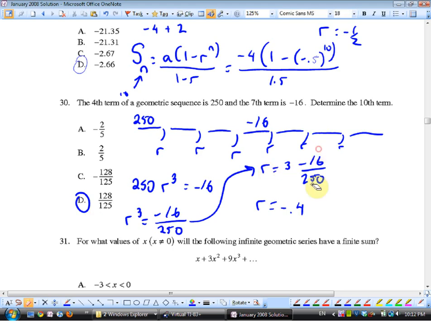Number 30, D. I need to tidy this up a bit so that when I print this, it doesn't look so hideous. So there's the cube root, and there's the letter r. Okay.